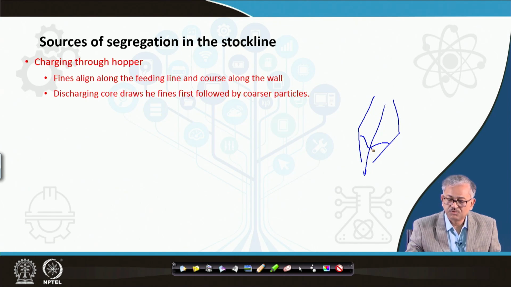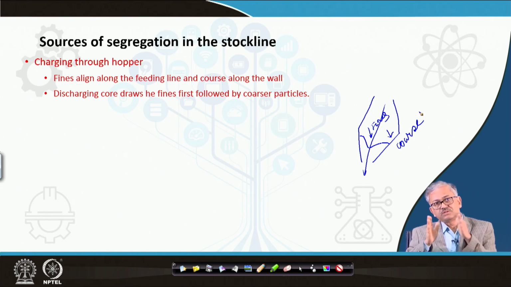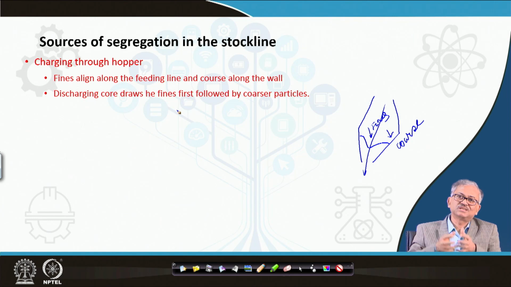This is the velocity profile, and the fines will be dragged near the central line, and the coarse particles will align along the wall. So, the fines align along the feeding line and the coarse along the wall, and the discharging core draws the fines fast. As a result, when you are discharging, the fines will come faster than the coarse. So, some segregation is taking place in the hopper itself.